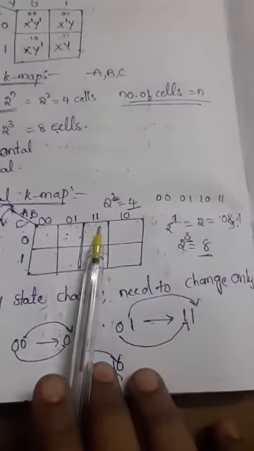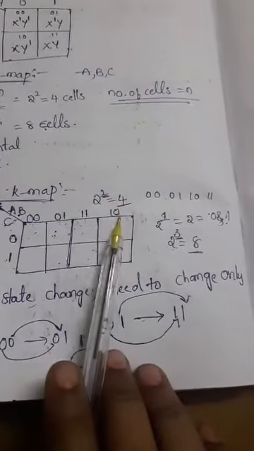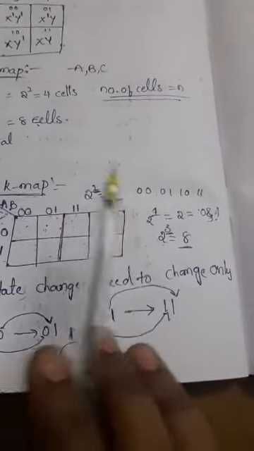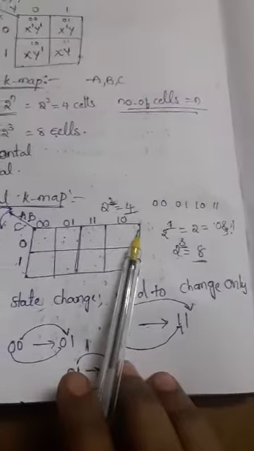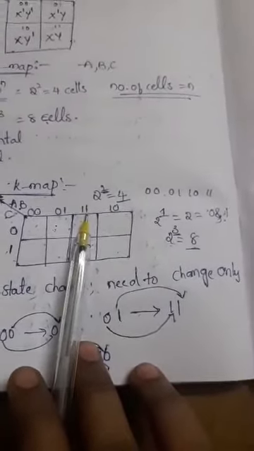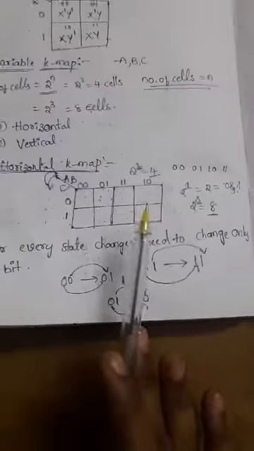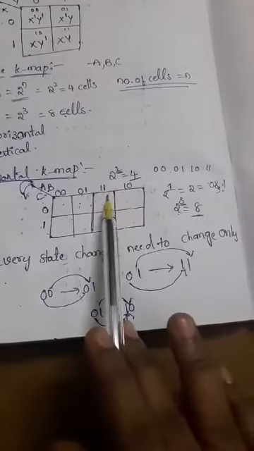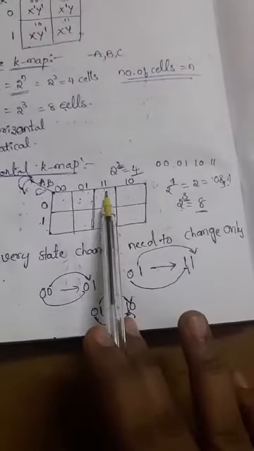That's why here we are writing 1 1 here and 1 0 here. In the next, 4 variable K maps also, you are writing 1 0 here and 1 1 here. What is the reason behind this? This is the reason: we only need to change one bit. We cannot change two bits at a time. That is the point. That's why I write 1 0 here and 1 1 here.